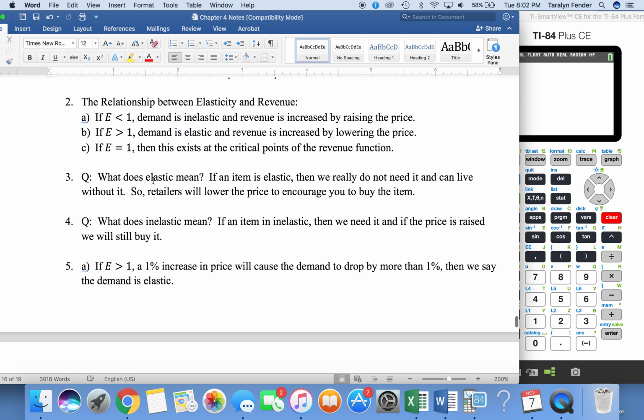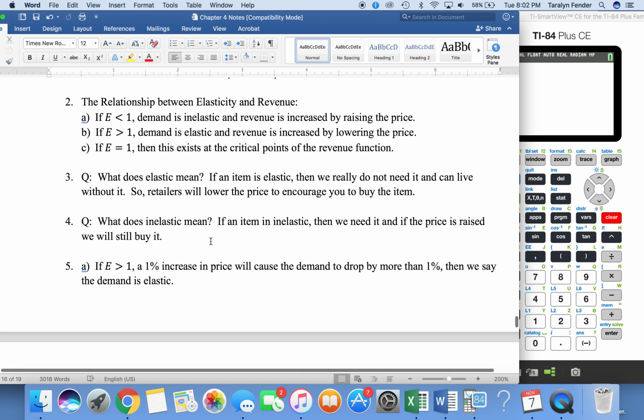What does elastic mean? If an item is elastic, then we really do not need it and can live without it. So retailers will lower the price to encourage you to buy the item. What does inelastic mean? If an item is inelastic, we need it, and if the price is raised, we're going to still buy it.